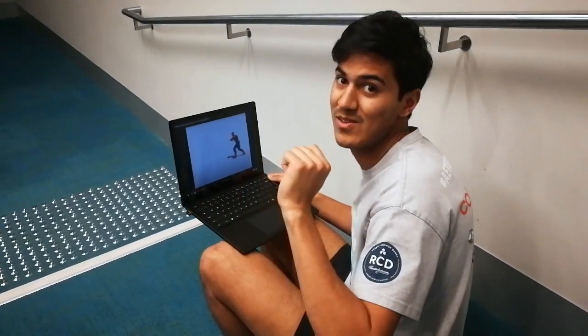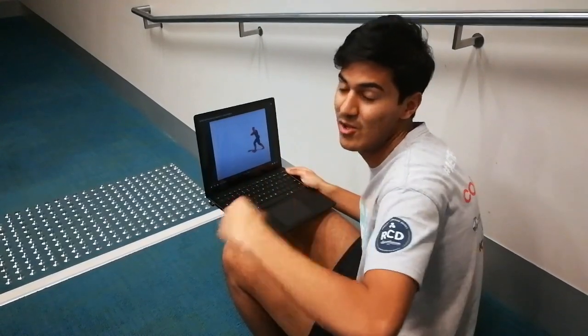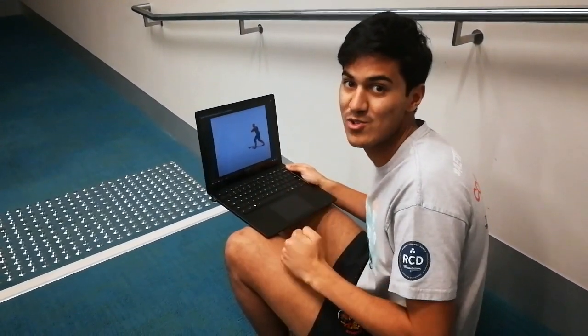We picked A* because it was a simple algorithm to follow, it was easy to understand, and it had lots of straight paths, which was going to help our controller.